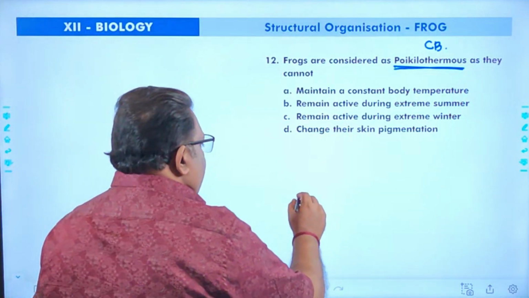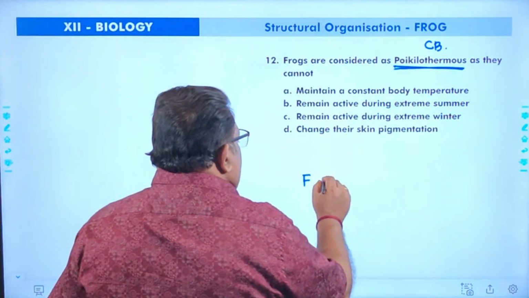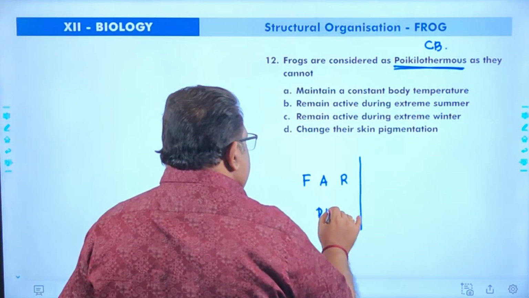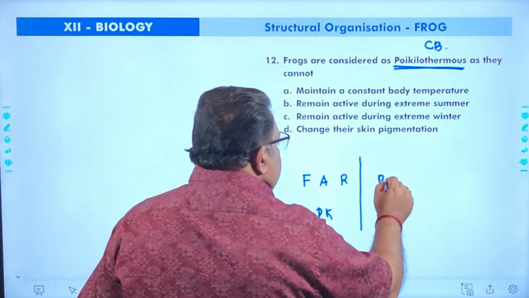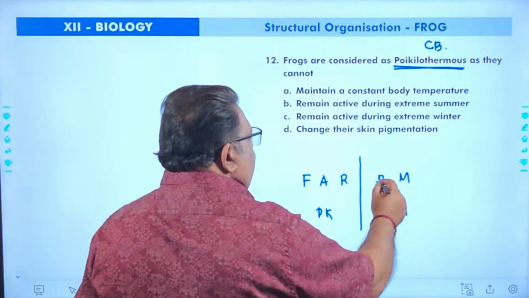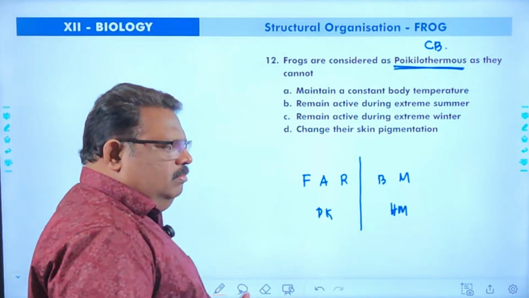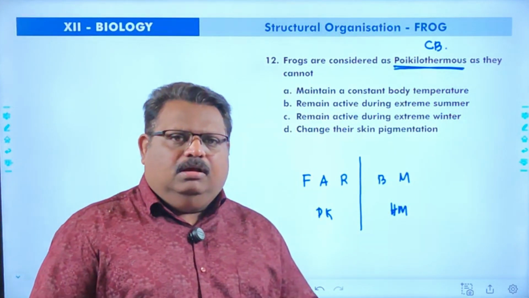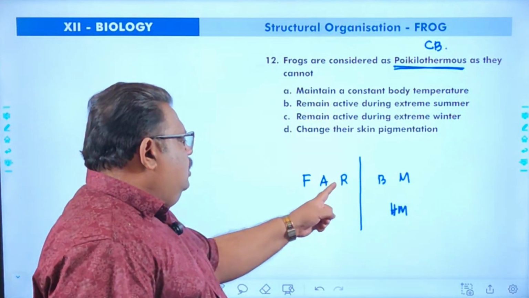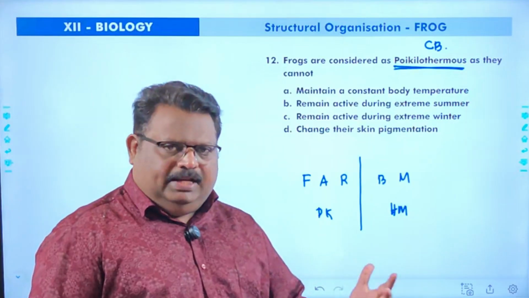Here in the case of chordata, fishes, amphibians and reptiles, all these are poikilothermous. Only birds and mammals are homeothermous. Only the birds and mammals are capable of maintaining a constant body temperature by specific thermoregulatory centers, but that is absent here, so the body temperature varies.